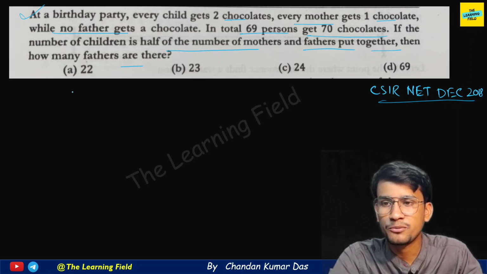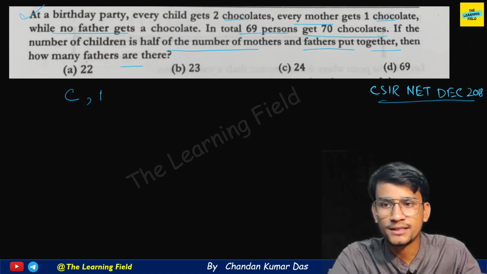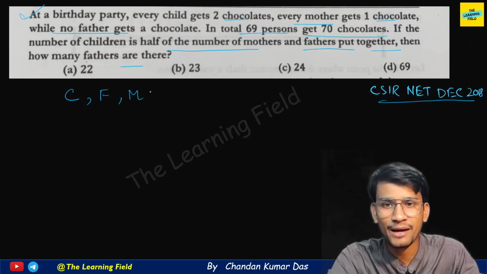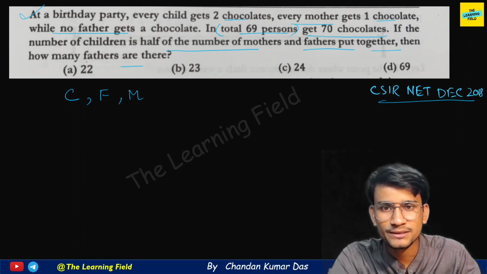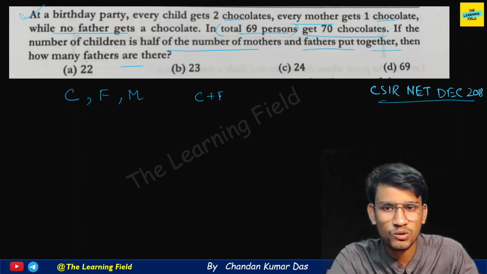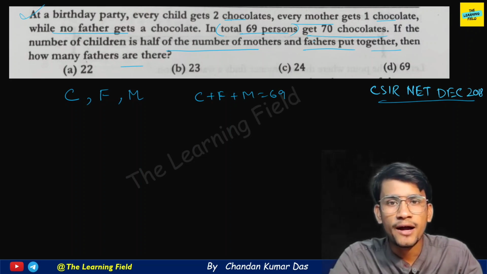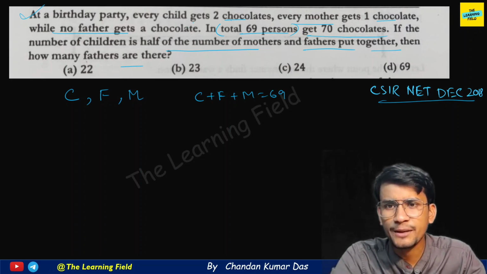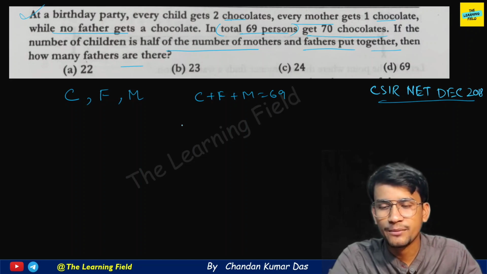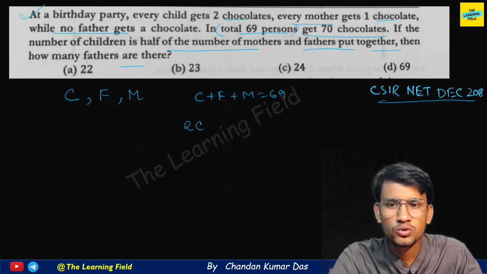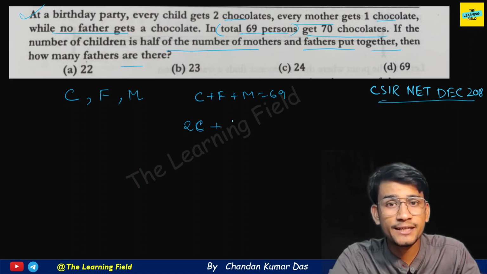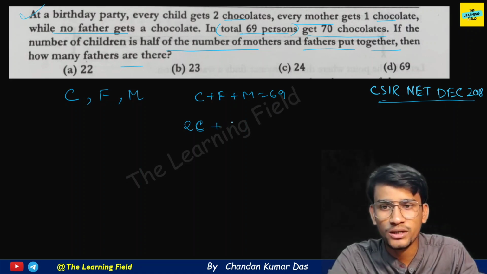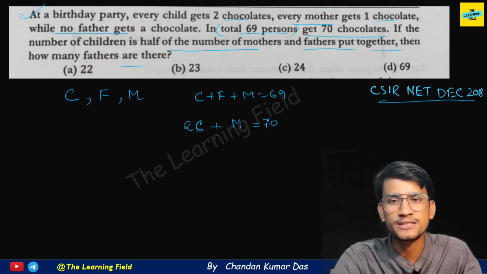Suppose the number of children is C, the number of fathers is F, and the number of mothers is M. There are a total of 69 persons. Therefore, the sum of these 3 quantities, child plus father plus mother, equals 69. Every child gets 2 chocolates, so the total number of chocolates distributed to children is 2C, and every mother gets 1 chocolate, that means M. The total number of chocolates is equal to 70.